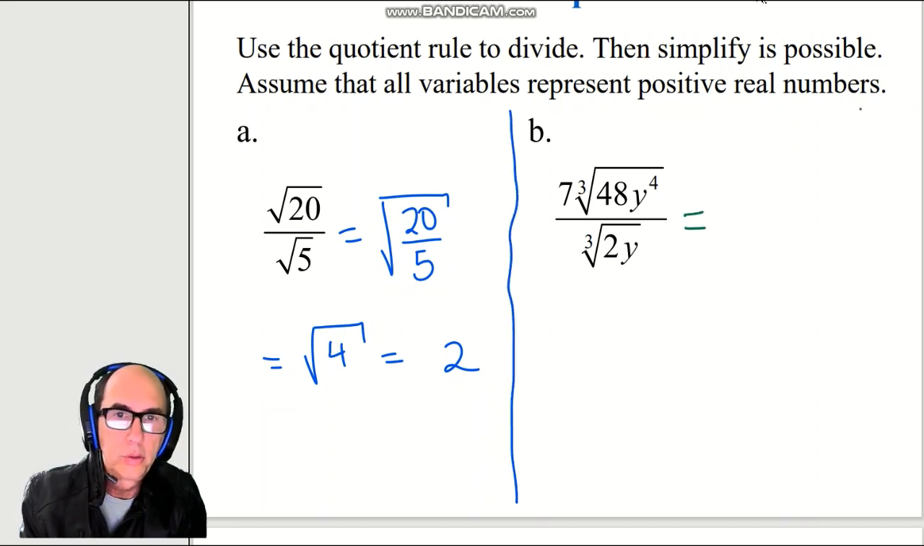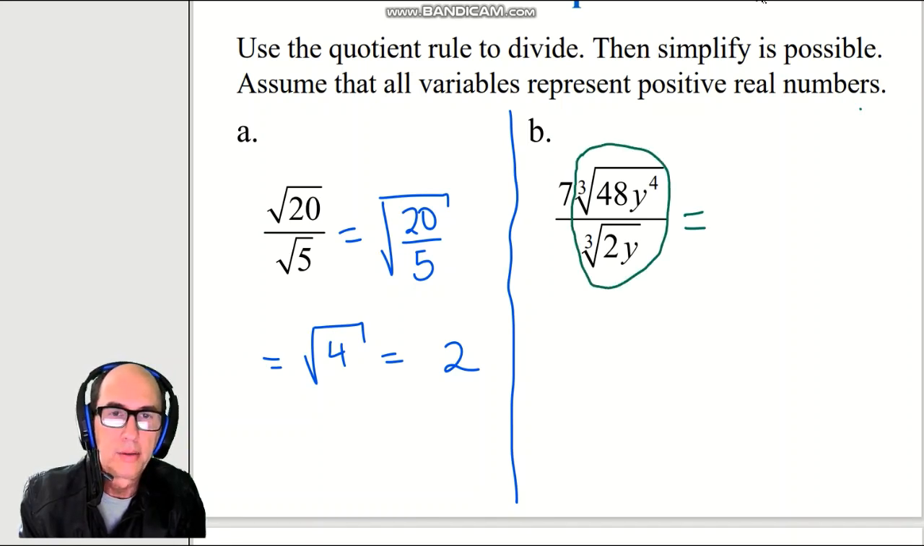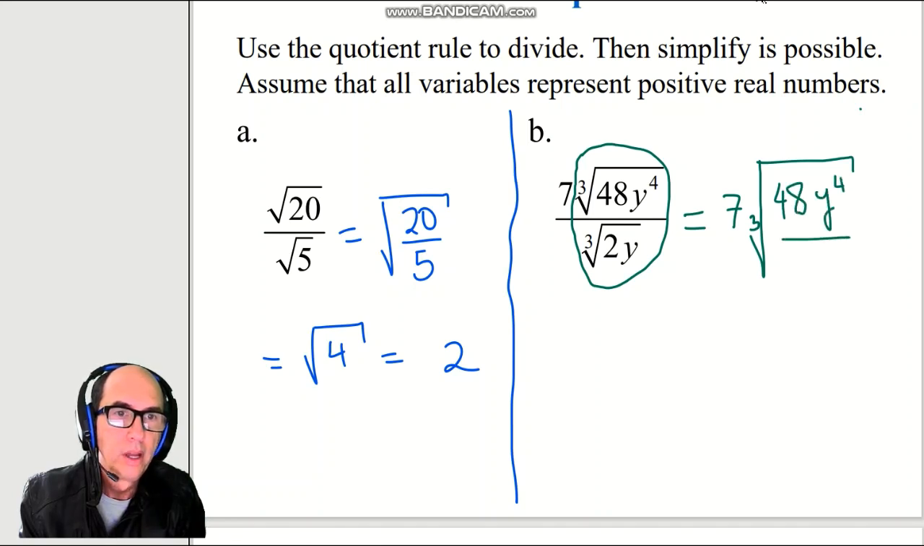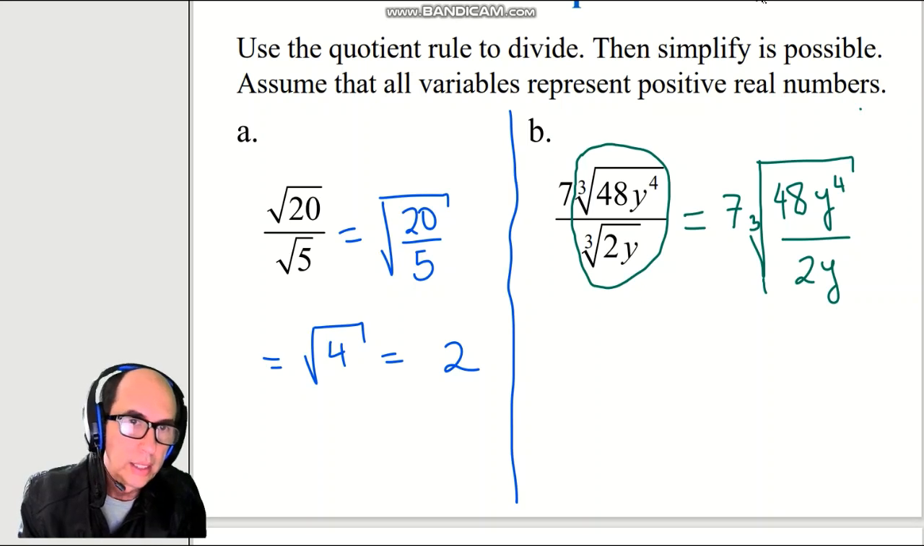I think to simplify will be better to join together this quotient under the same cube root. So keep the 7, and this is going to be the cube root of 48 y to the power of 4 over 2y. Nice. Now we have everything under the same cube root. Let's look inside the root and check if we can simplify something, right?